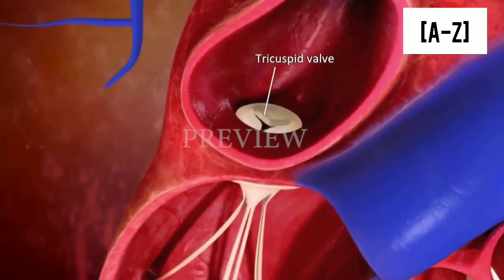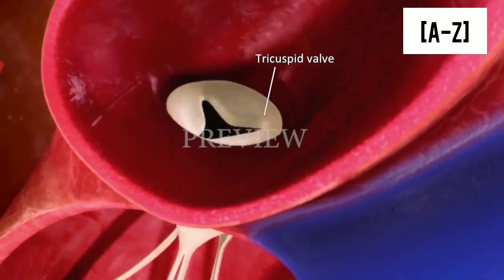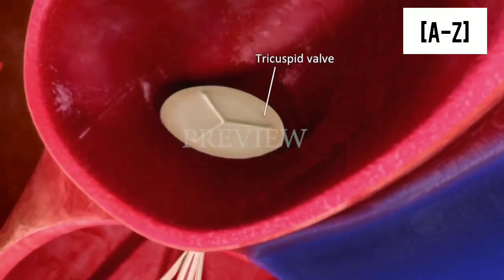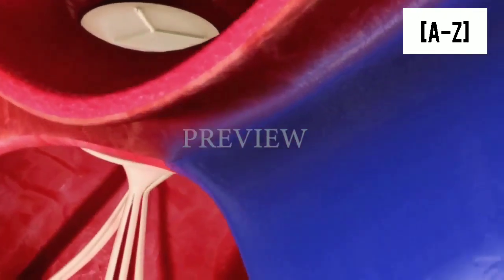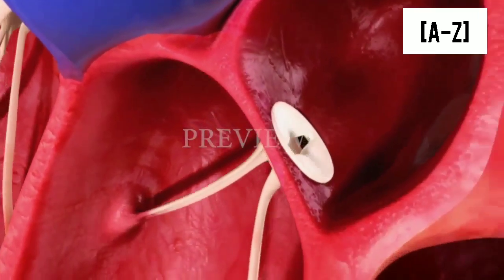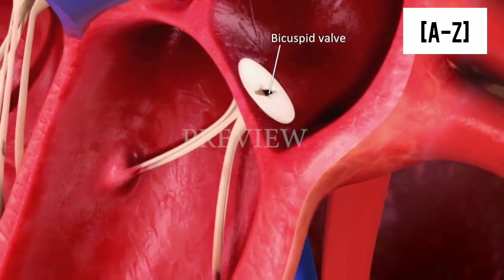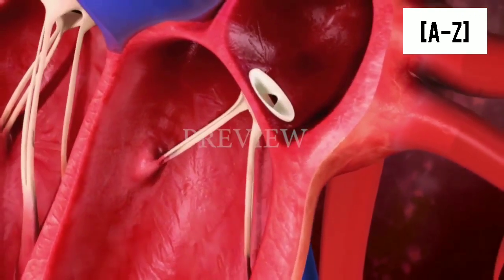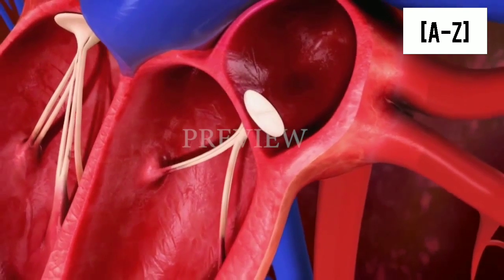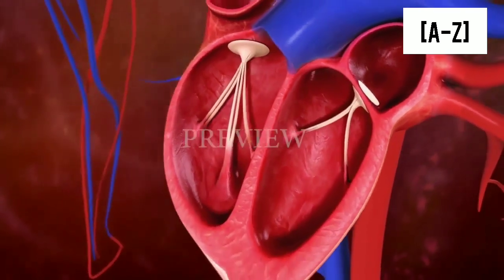The tricuspid valve is located between the right atrium and the right ventricle. It has 3 flaps. The mitral or bicuspid valve is situated between the left atrium and the left ventricle. It has 2 flaps. The valves are attached to the muscles of the heart.